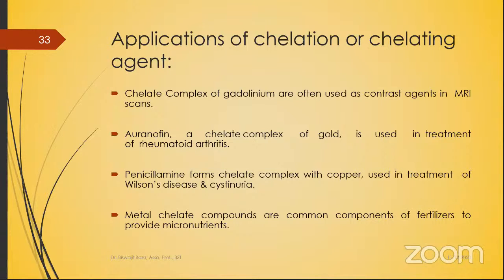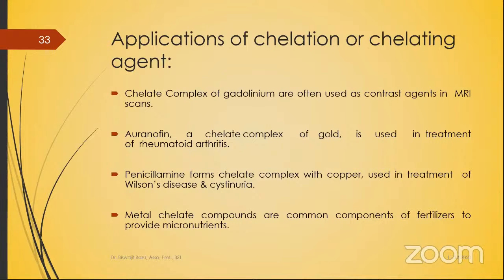auranofin is an example of a chelating agent that can be used. Penicillamine forms a chelate complex with copper, which is used for the treatment of Wilson disease and cystinuria. See that so many examples are there, so many applications of chelate are there. So penicillamine forms a chelate complex with copper, which can be used for the treatment of Wilson disease and cystinuria.